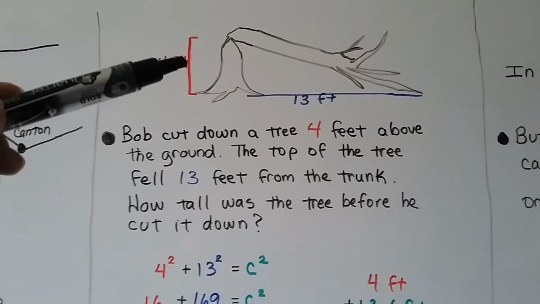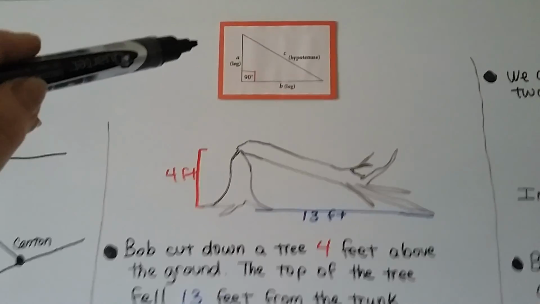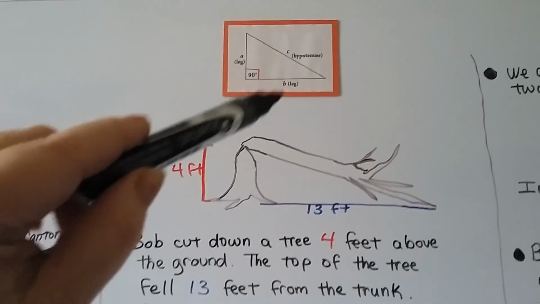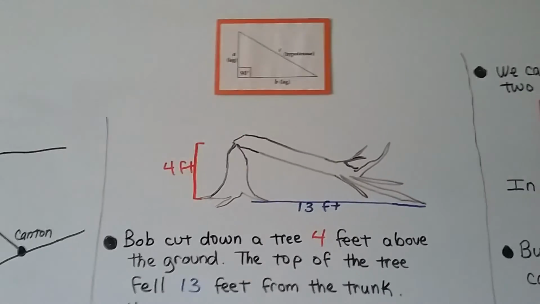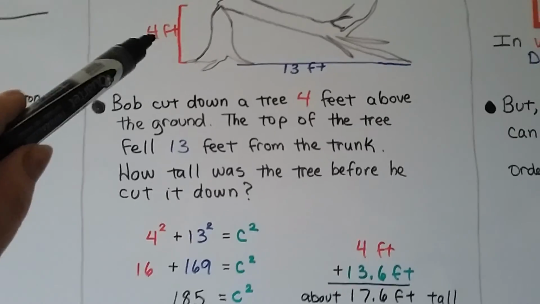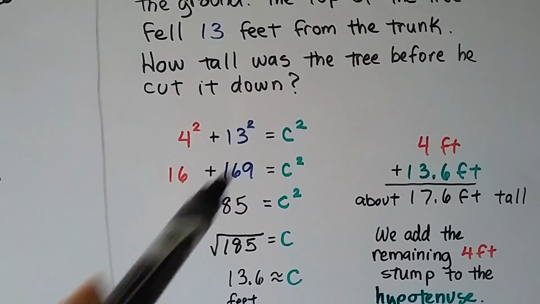Now, we can't just add the 4 feet and the 13 feet because that's an angle. You can't add this side and this side to get the hypotenuse. You have to square this side and square this side to find the square of that side, okay? So what we need to do is 4 squared plus 13 squared. We get 16 plus 169.